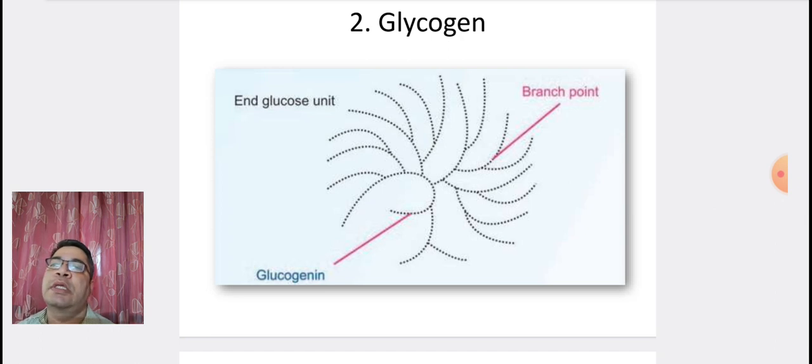In this diagram, we can see the structure of glycogen, which contains multiple branching points, and at the innermost core it contains the primer protein known as glycogenin.